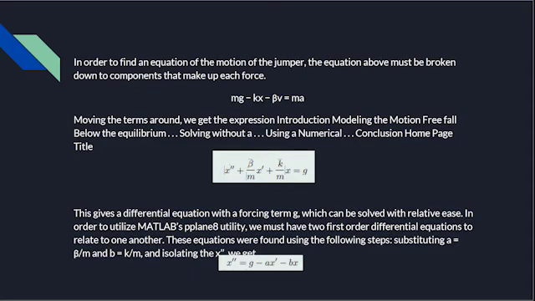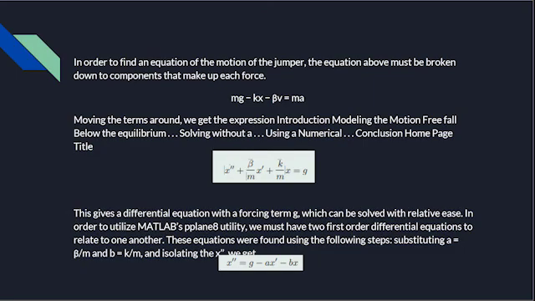Below the equilibrium, solving without a numerical solver, we will get x double prime plus beta over m x prime plus k over m x equal to g. This gives a differential equation with a forcing term g, which can be solved with relative ease. We must have two first order differential equations to relate to one another. This equation we found using the following steps.